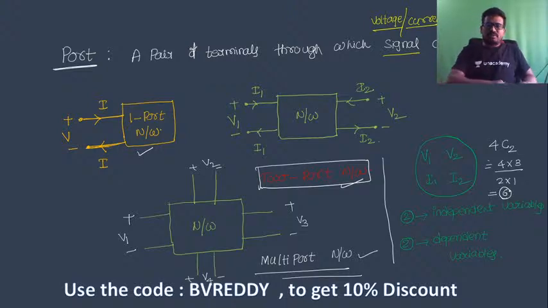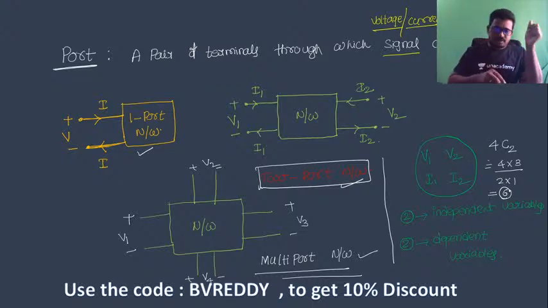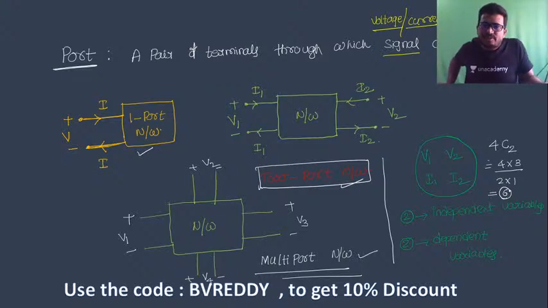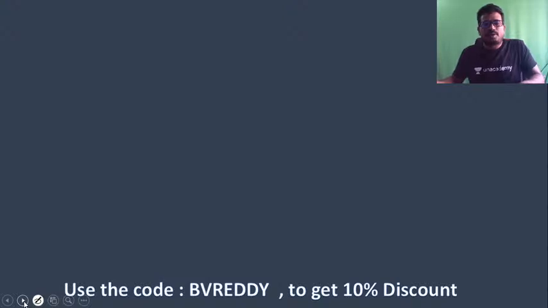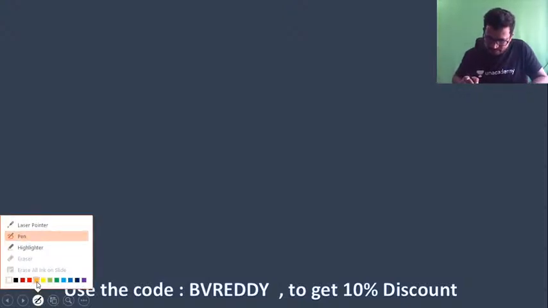That means 6 different types of variable combinations are possible by using these 4 variables, and those 6 different types we are going to discuss now. Before going to the 6 different types, let us have a brief introduction about the different types of networks we will see.